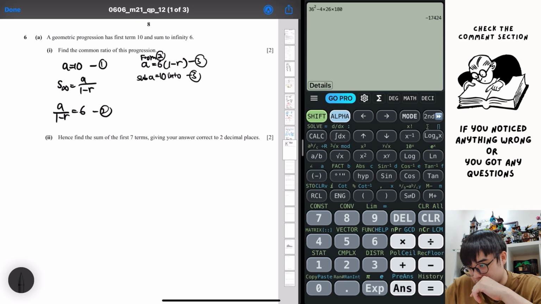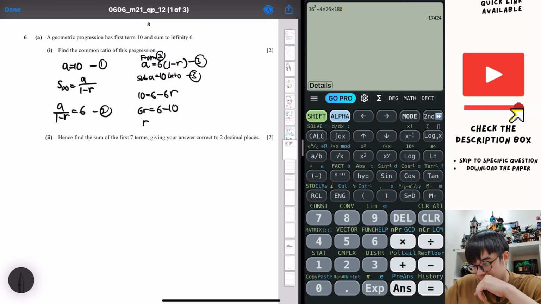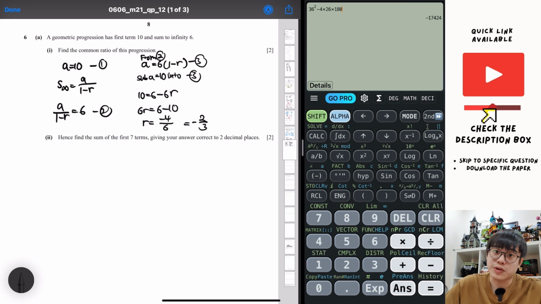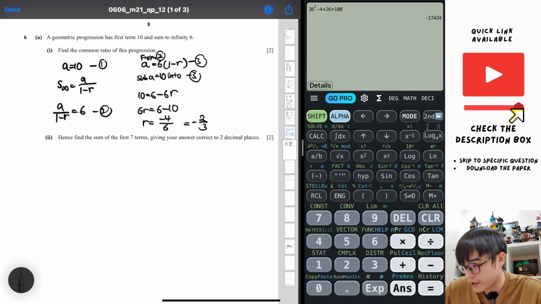So 10 equals 6 minus 6r. 6r is actually 6 minus 10. r will be negative 4 over 6, which is approximately negative 2 over 3. So that's how you secure your ratio here.